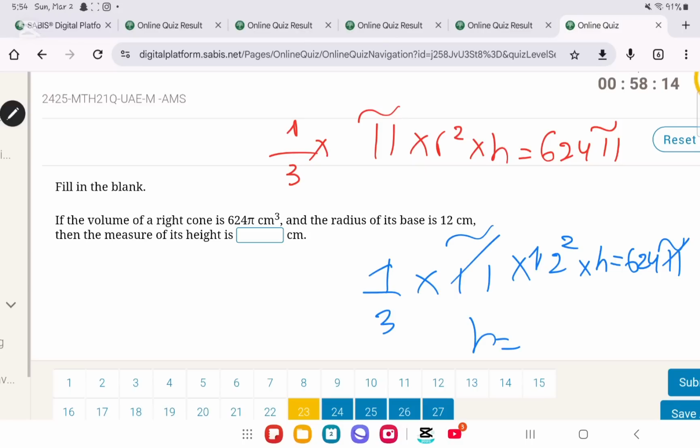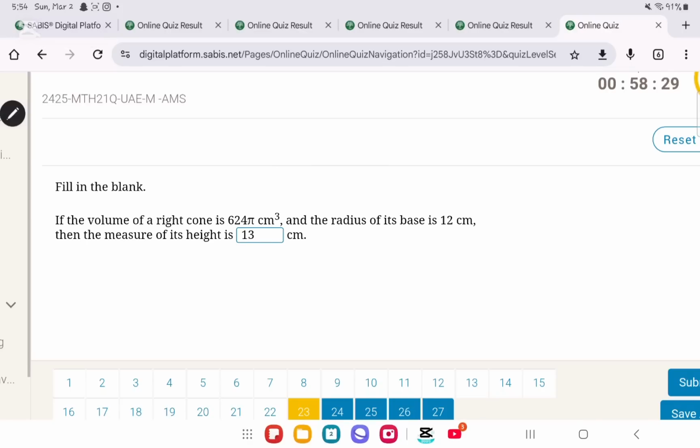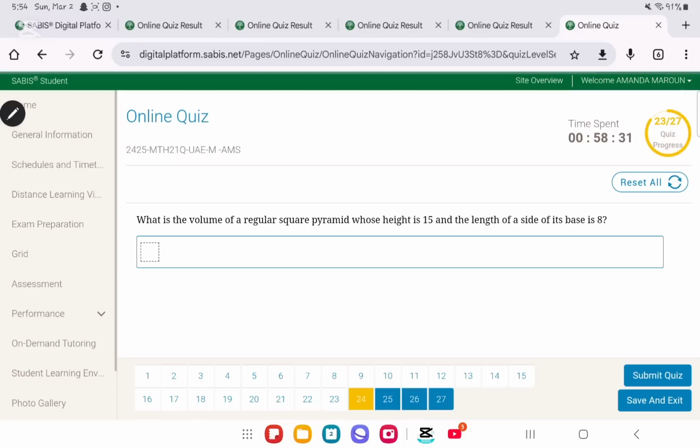And then after solving it even more, you're going to get 624 over 1 over 3 times 12 squared. You are going to get that the height h is equal to 13 centimeters. We move on to question number 24.